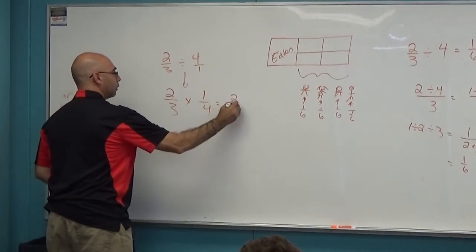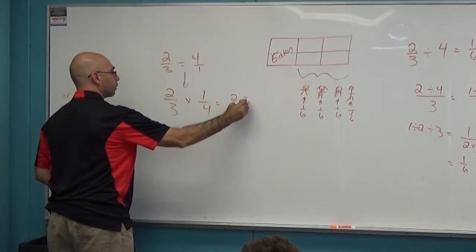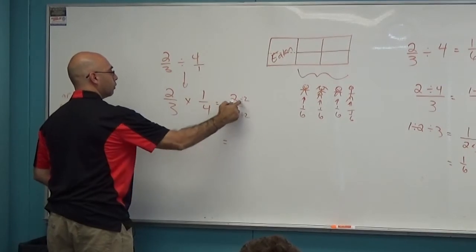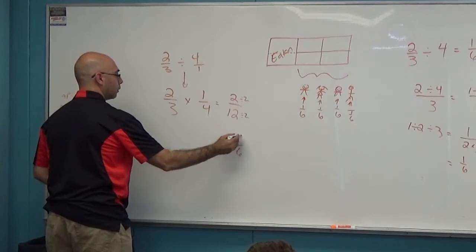What's 2 times 1? 2. What's 3 times 4? 12. And I can reduce it. What's 2 divided by 2? 1. 12 divided by 2? 6.